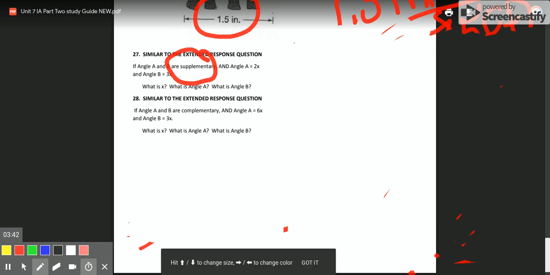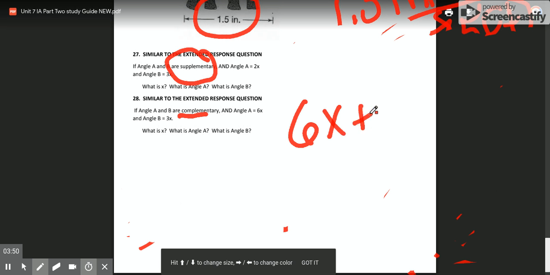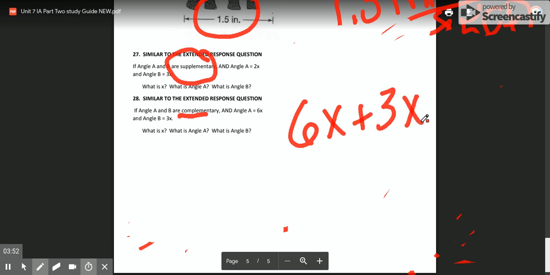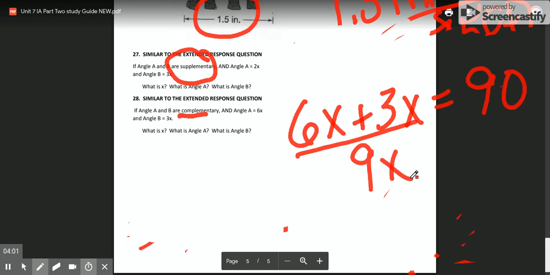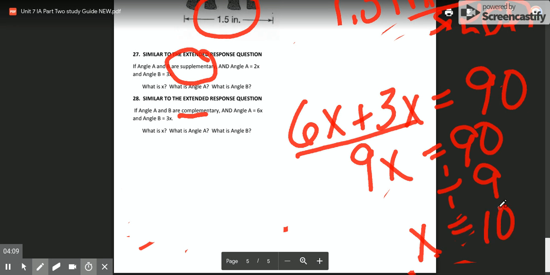All right, so 28 is also similar to your extended response, except this time we have a complementary angle. So angle A is 6x, angle B is 3x, and they're complementary. Complementary, remember that equals 90. So you do the same thing, we add these, and you get 9x equals 90. And you divide it by 9, so x equals 10.